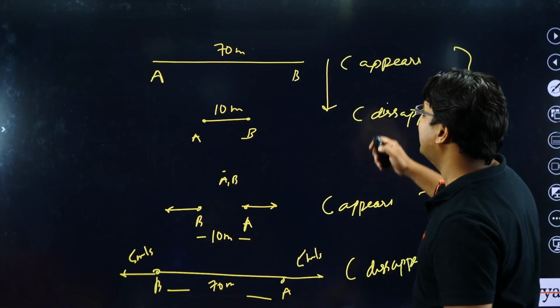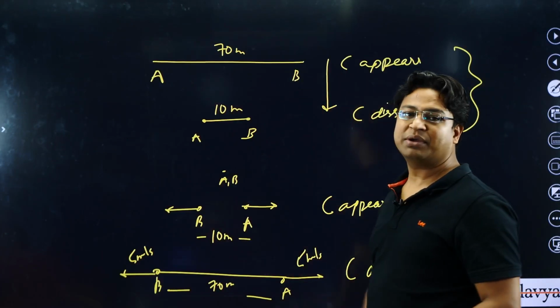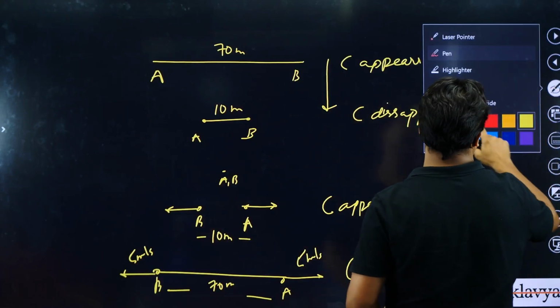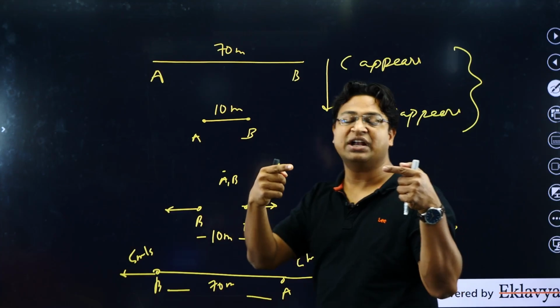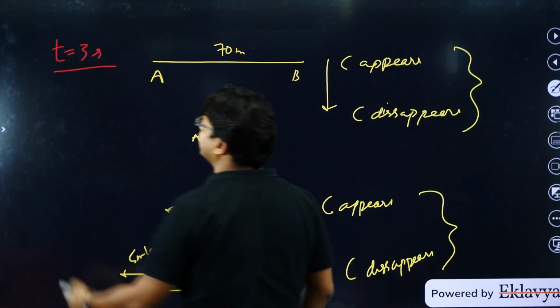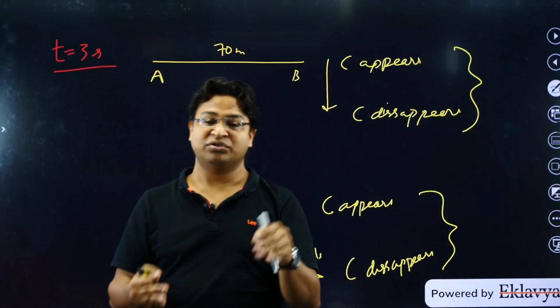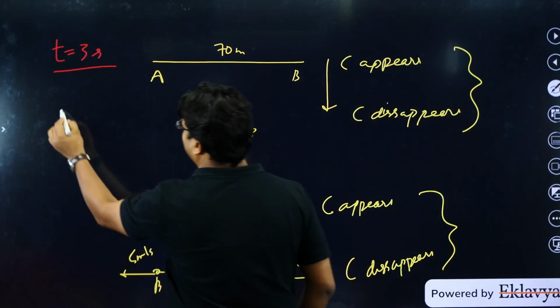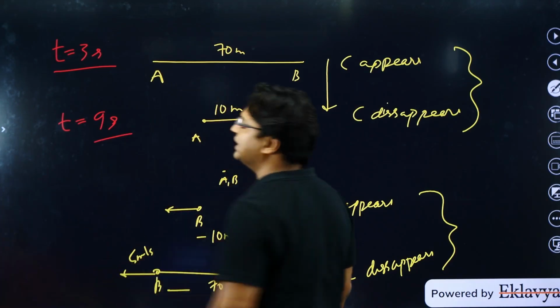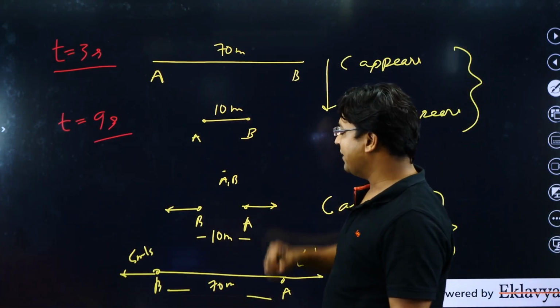For example, the initial distance between A and B was 100. So after how much time will the distance become 70? That will happen after 3 seconds because the distance between them is decreasing at the rate of 10 meters per second. So this must be t equal to 3 seconds. Then the distance changed from 100 to 10. So 90 meters decreased. That would have taken 9 seconds because in every 1 second, 10 meters is decreasing.